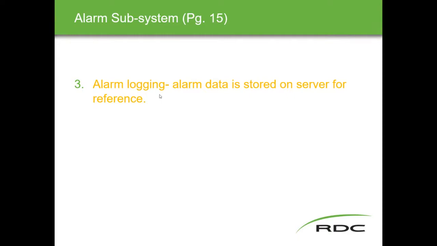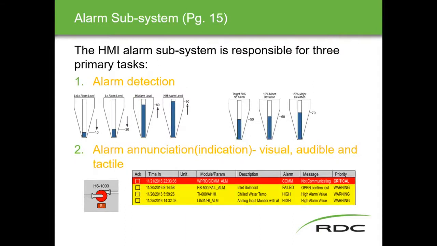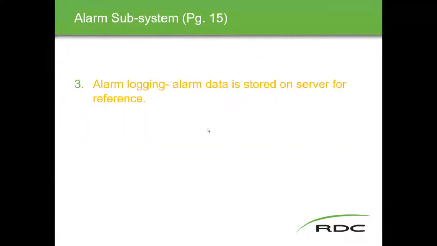You can go back and say, okay, we just tripped our plant, what happened? I have no idea. Well, let's go back into the alarm logging database or the database historian and see what tripped first. And you can go through that information and figure out exactly what happened. And that's good and bad, because it makes it a lot easier to put the blame on somebody if you can see that things were not being paid the proper attention. So three things within the alarm subsystem that are pretty important: alarm detection, alarm enunciation or indication, and the alarm logging.